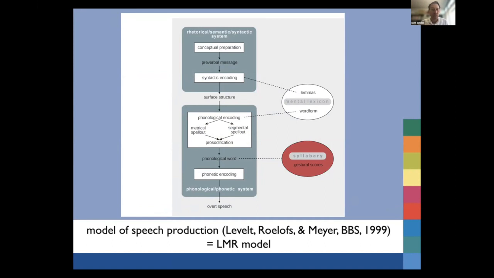Then we access our lexicon, and from there, once we have selected a word, we need to phonologically encode that word before we can actually produce it overtly.